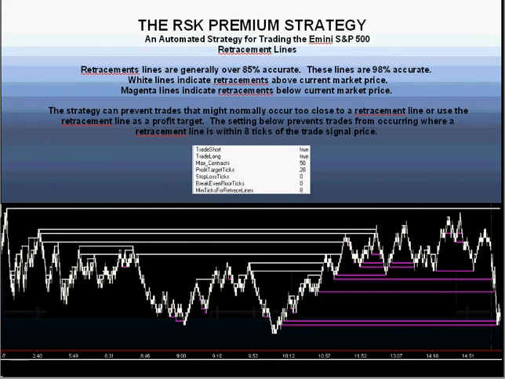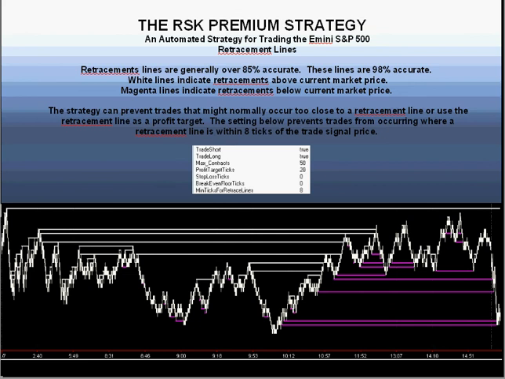One of the major features of our strategy is our retracement lines. White lines indicate retracements that occur above the market, whereas the magenta lines indicate retracements below the market. These retracement lines are generally over 85% accurate. In the illustration shown here, they're 98% accurate.